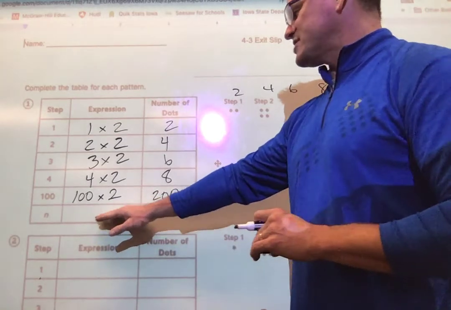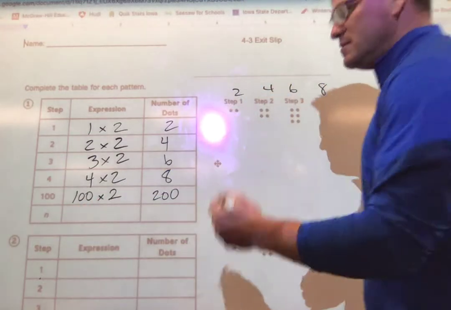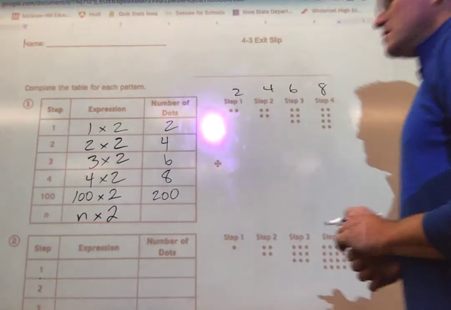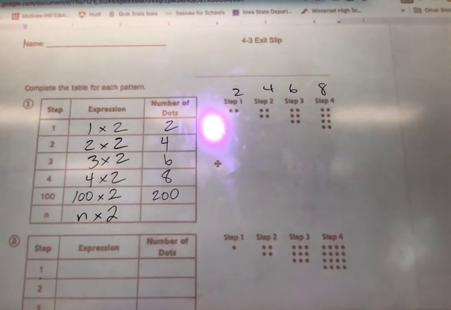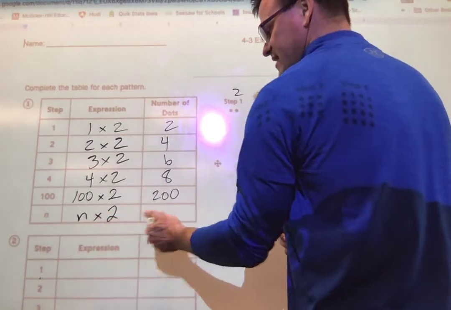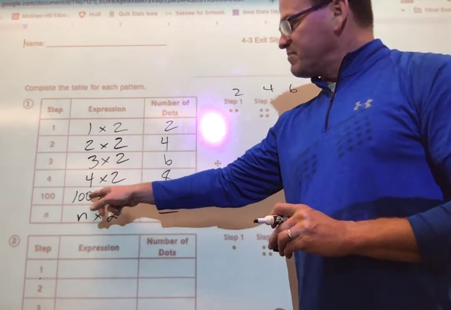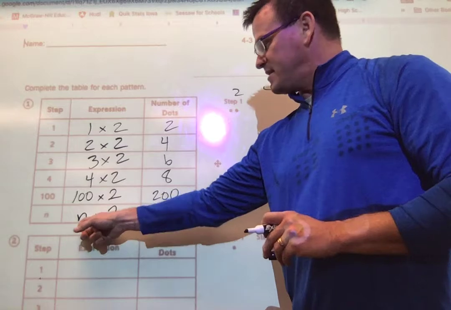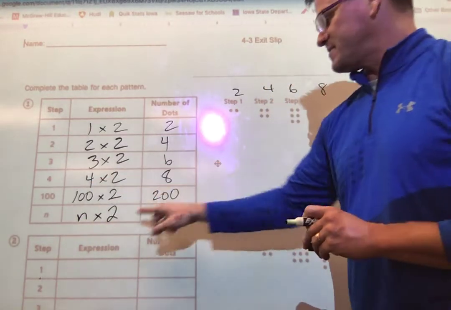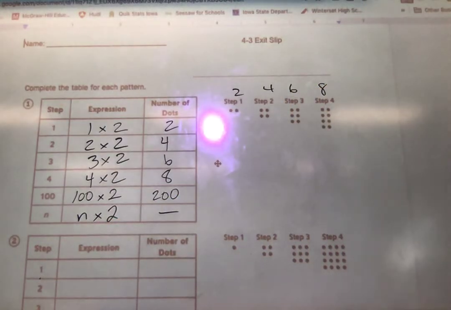Okay, so what's the general pattern then? We're trying to come up with an expression for any step. Okay, so I can just call the step number n. And then I know if I take whatever step I'm on times 2, that will get me how many dots I would have. I just have a general expression that I've written right here. Can't really fill it in unless I know what n is. And again, I could plug any of these in. If it's the 100th step, 100 times 2 is 200. If it's the 4th step, we know we have 8, and it matches. So I found the formula or the expression that shows this growing pattern.